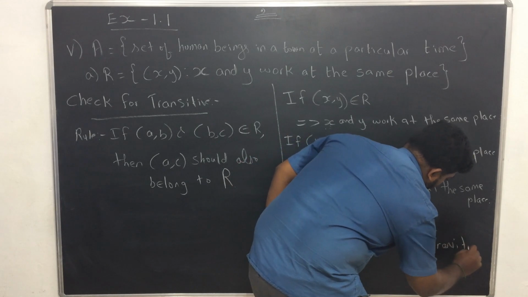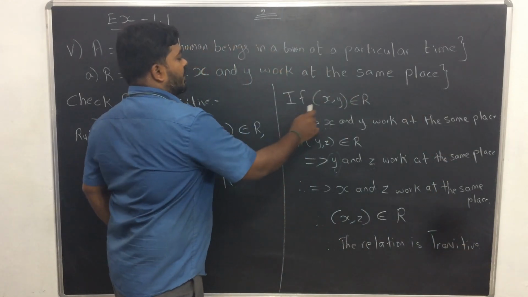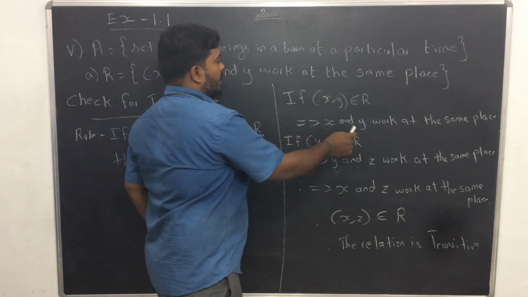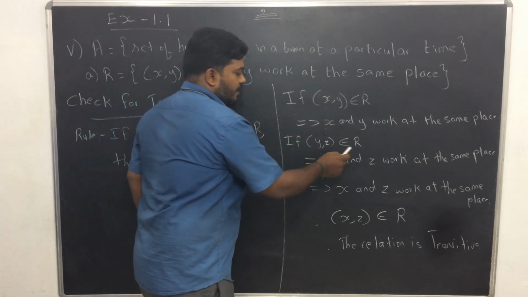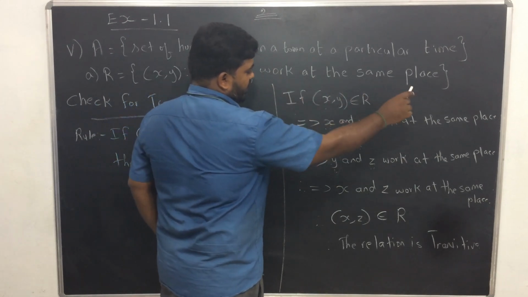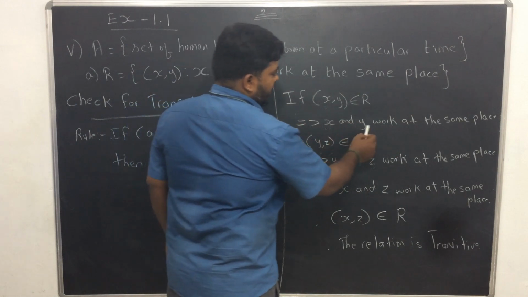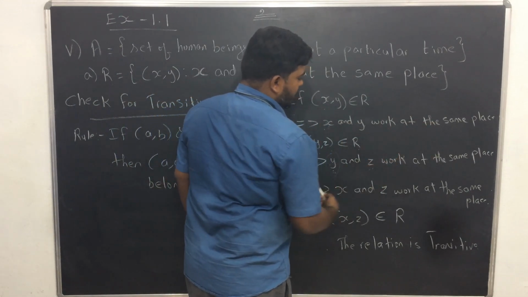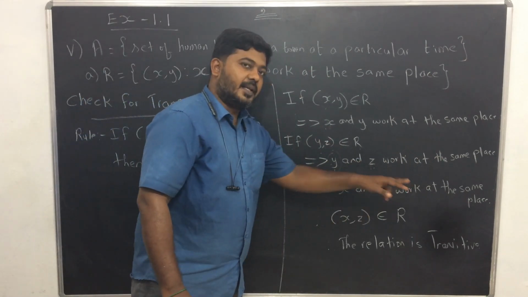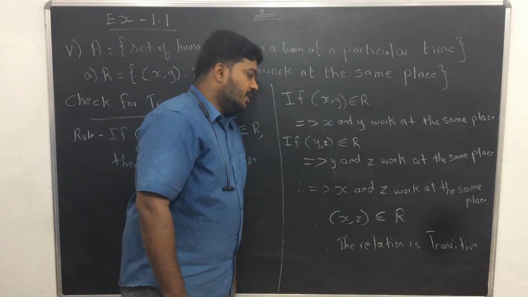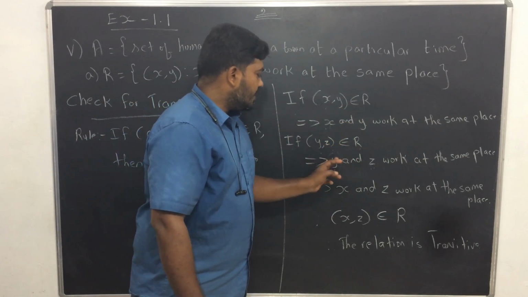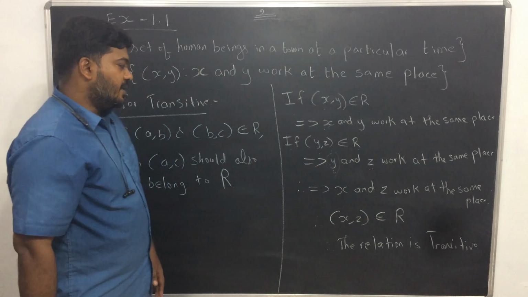How did we start? We started by assuming if (x, y) belongs to R, then x and y satisfy the relation, that is, x and y work at the same place. Then, if (y, z) belongs to R, that means y and z satisfy the relation, that is, y and z work at the same place. Now we have two statements: x and y work at the same place, y and z work at the same place. This implies that x and z should also be working at the same place. If x and z work at the same place, it means (x, z) belongs to the relation. Therefore, (x, y) is in R, (y, z) is in R, and (x, z) is also in R, so this relation is transitive. Okay?